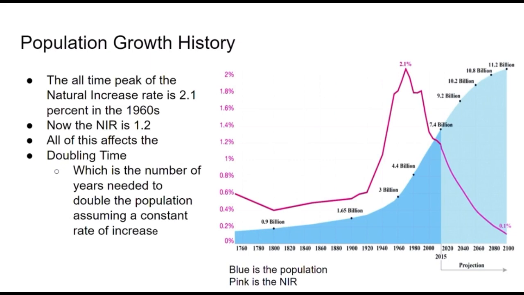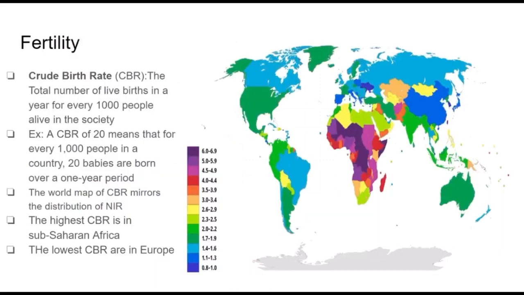All of this affects the doubling time rate, which is the number of years needed to double the population assuming a constant rate of increase. Fertility. Crude birth rate. The crude birth rate is the total number of live births in a year for every 1,000 people alive in a society. An example is a CBR of 20 means that for every 1,000 people in a country, 20 babies are born over a 1-year time period.